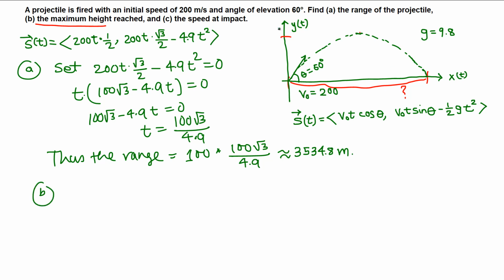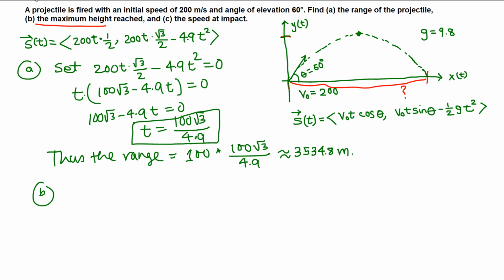In part B, we have to find the maximum height reached by the projectile. So this is like the y component. Now we have two options. Look at the time here in part A. This is the time needed to get all the way here. That means to get to the top, how much time is required? Half of this. Just divide this by 2, which is the same as multiplying this fraction by 2 on the bottom.